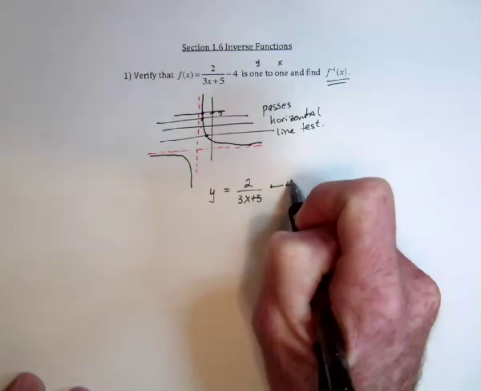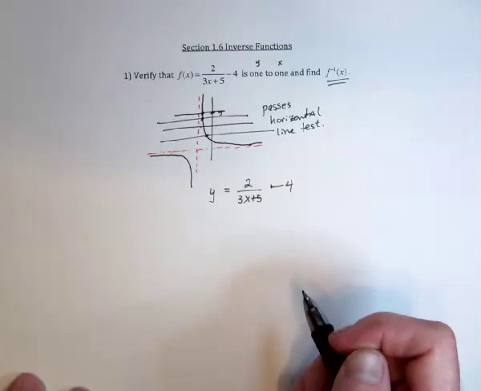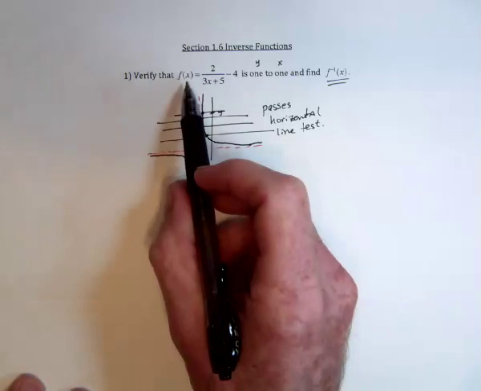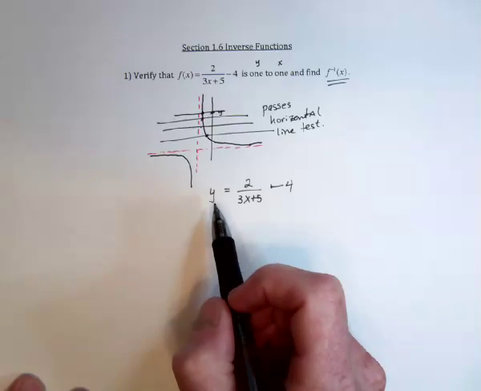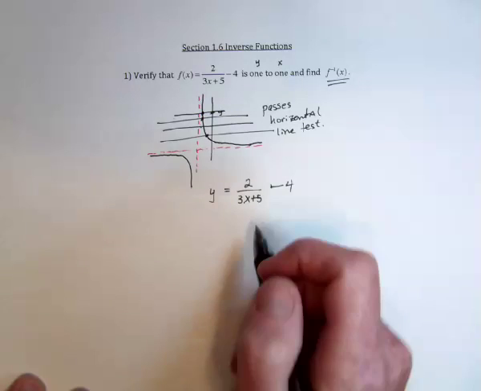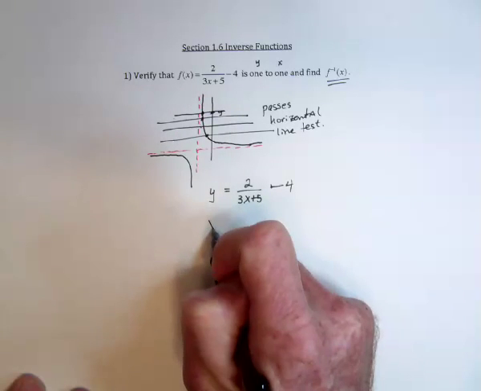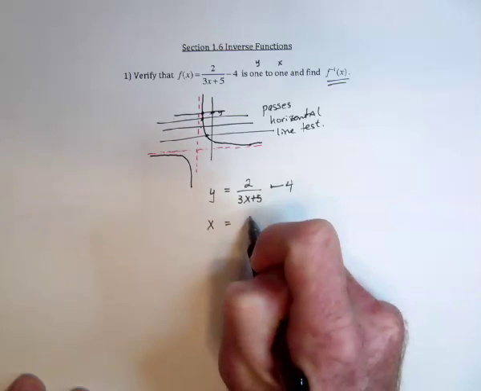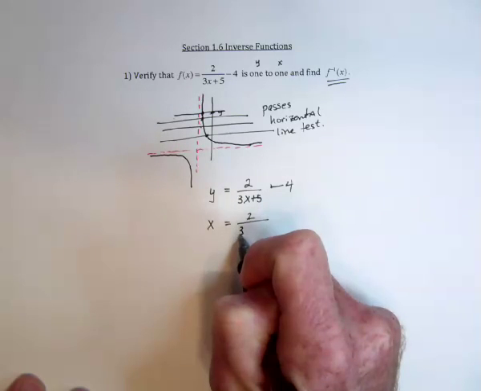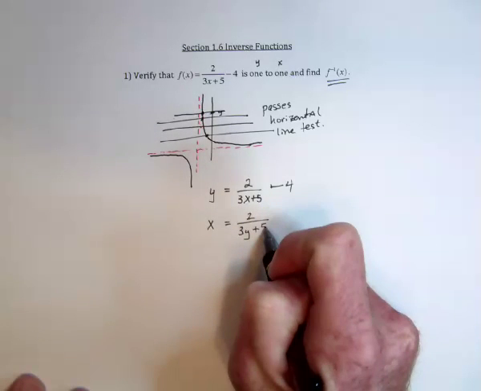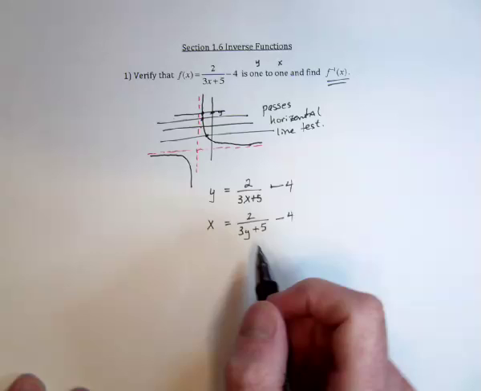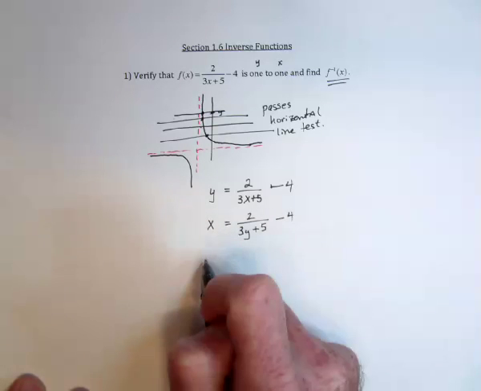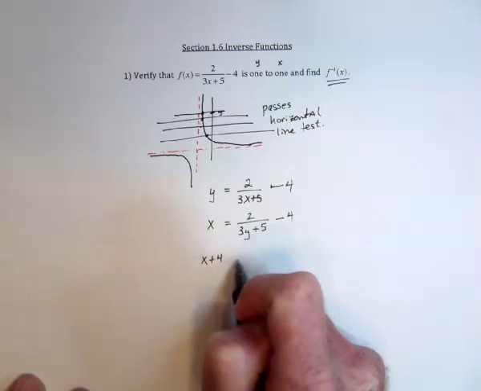And then the goal of the inverse is that it does the opposite. So the regular function will take an x value, and then give you a y value as an answer. We want to do the opposite. So switch the role of the x and the y. This becomes an x, and over here, this becomes the y. And now, solve for y. So we'll need to add 4 to both sides.